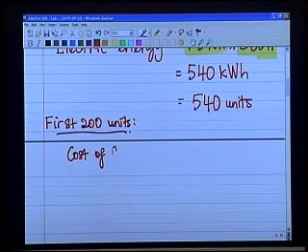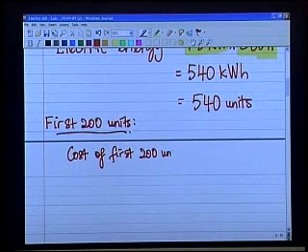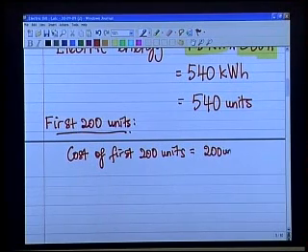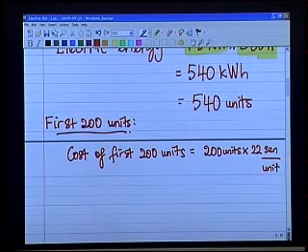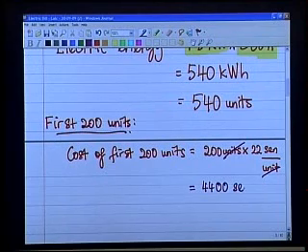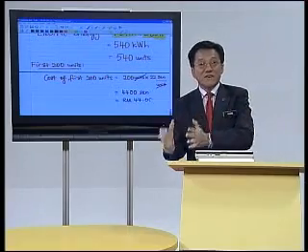Cost of the first 200 units of electricity will be equal to 200 units multiplied by 22 cents per unit. Now, I would like to encourage all of you to write it down the way I write it. The reason is, once you write it this way, I cancel the units. What do I have? I have my answer in cents. So, I have 22 times 2 is 44.00 cents, which is equal to 44 ringgit Malaysia. So that is my first step.